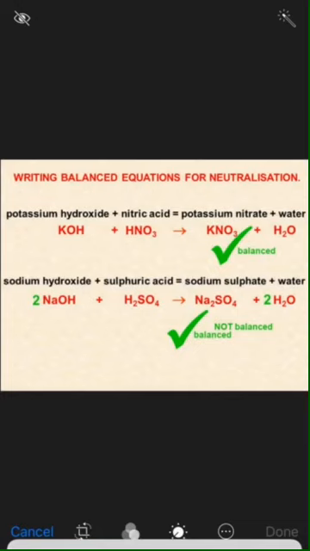It's very important to know that salt and water, which are neutral substances, are produced by a neutralization reaction from the reaction of an acid with an alkali. Acid and alkali reactions are very important in our life.